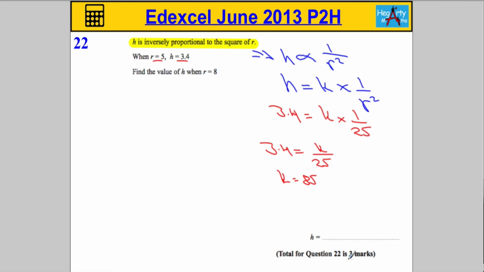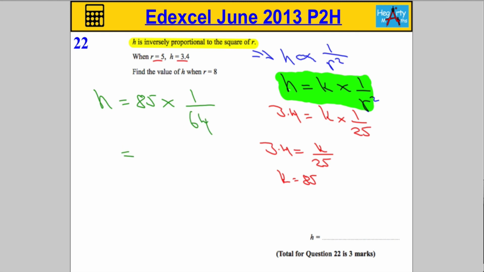Now that we know that, let's return to our proportionality equation, which is this one here. We're going to use this equation that we wrote down from earlier on, but this time we're going to change the value of r. So we can now say that h, which is what we're looking for, must equal the value k, which we worked out, that's 85, times 1 over r squared. In this case, r is 8, so it's going to be 1 over 64.